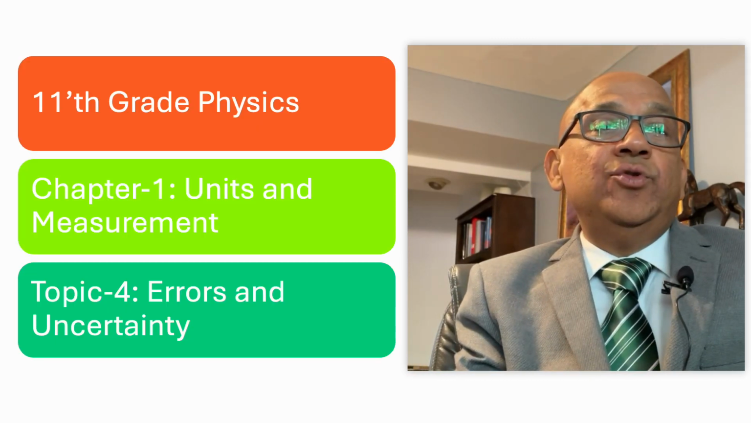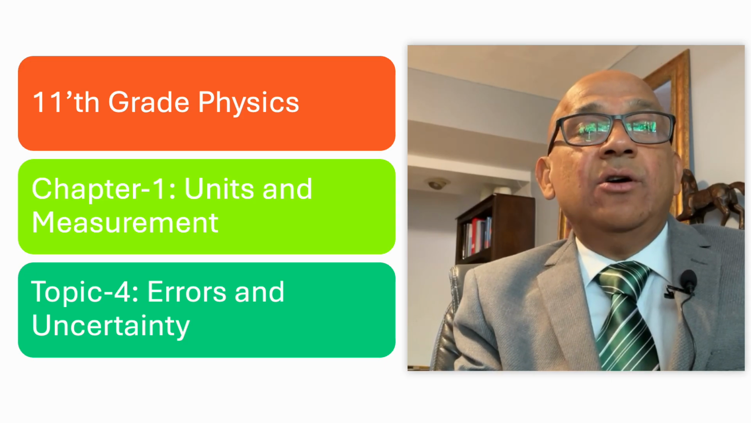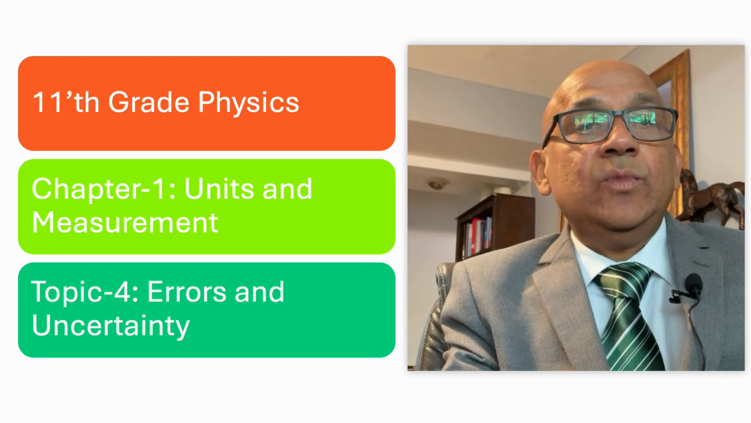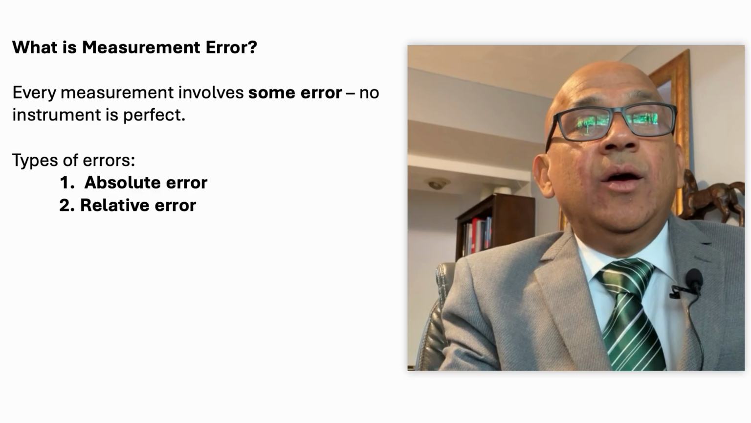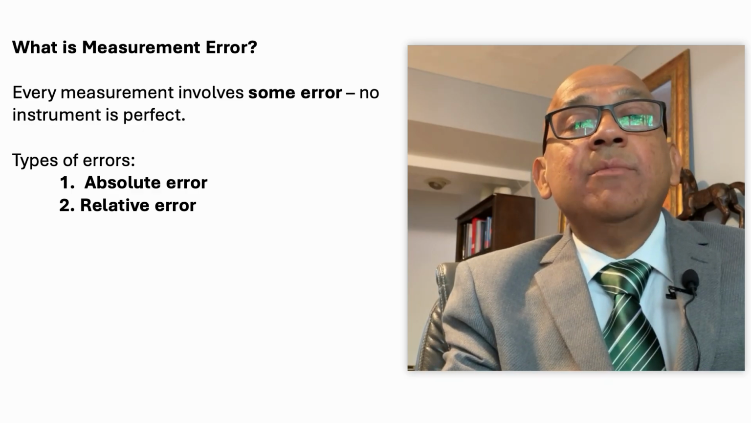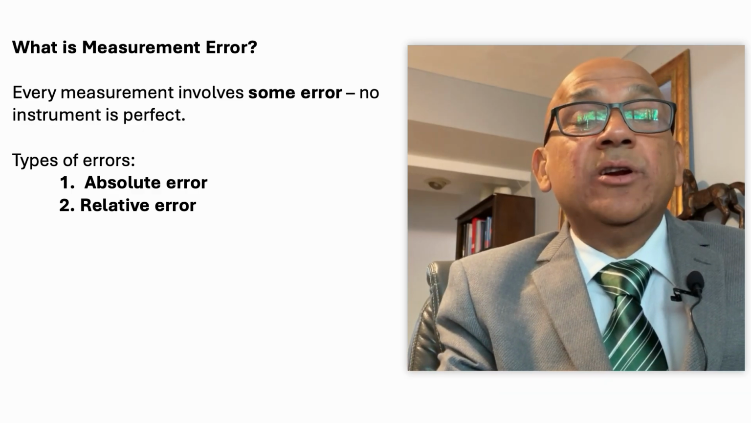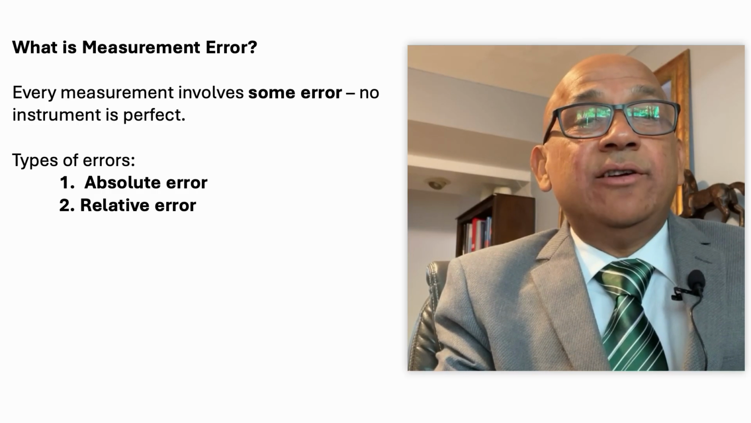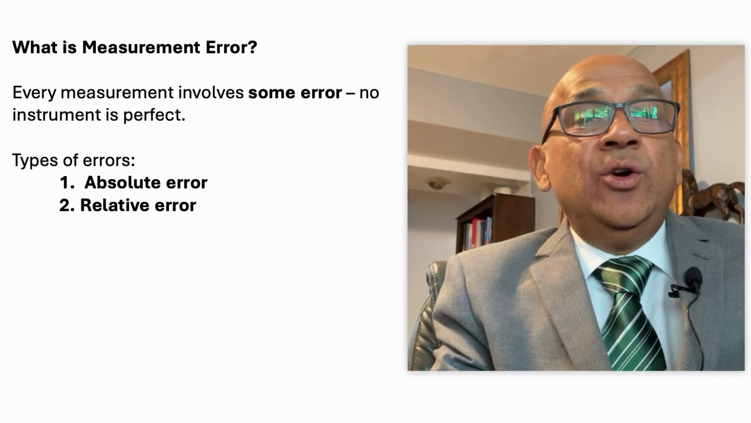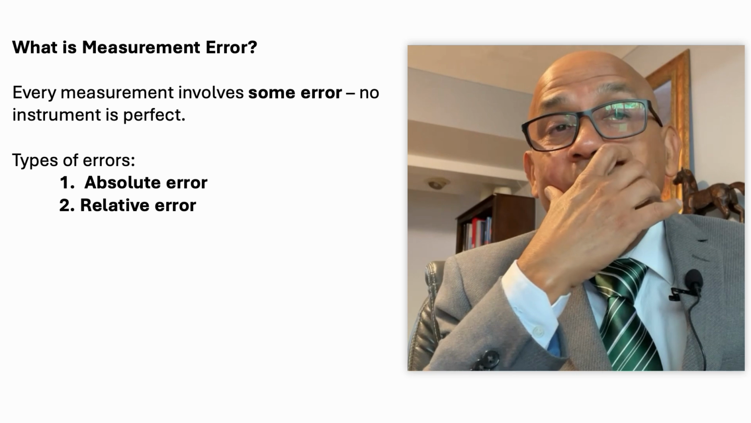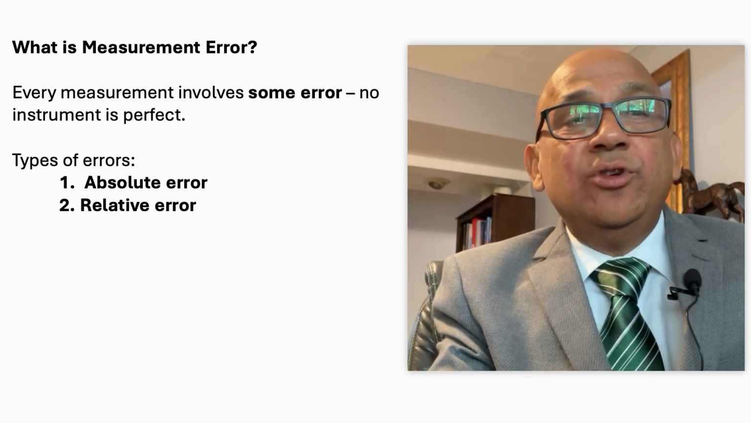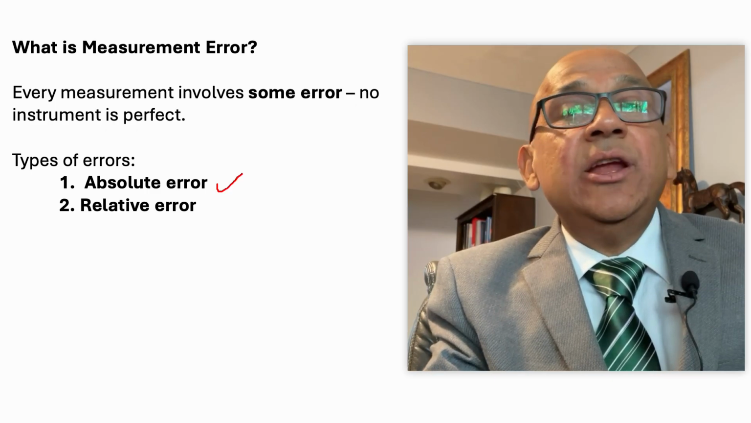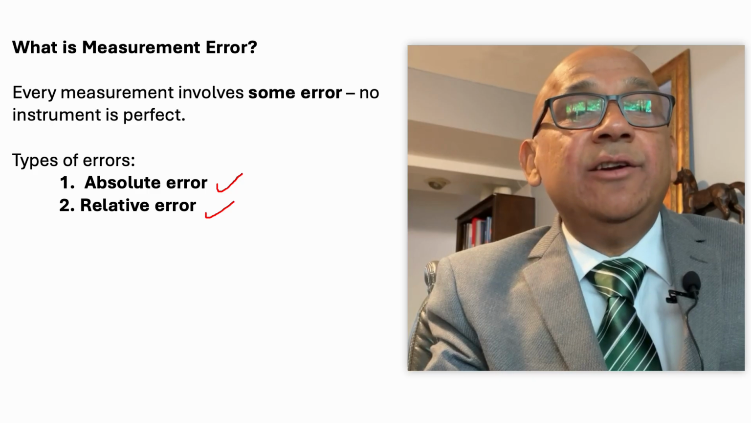Now we will move to topic 4, which is on errors and uncertainty. Every measurement involves some error. No instrument is perfect. No matter how accurate an instrument you get, there will always be some error in the result which you get. So errors can be classified into two types. The first one is absolute error, and the second, which is related to the absolute error, is relative error.